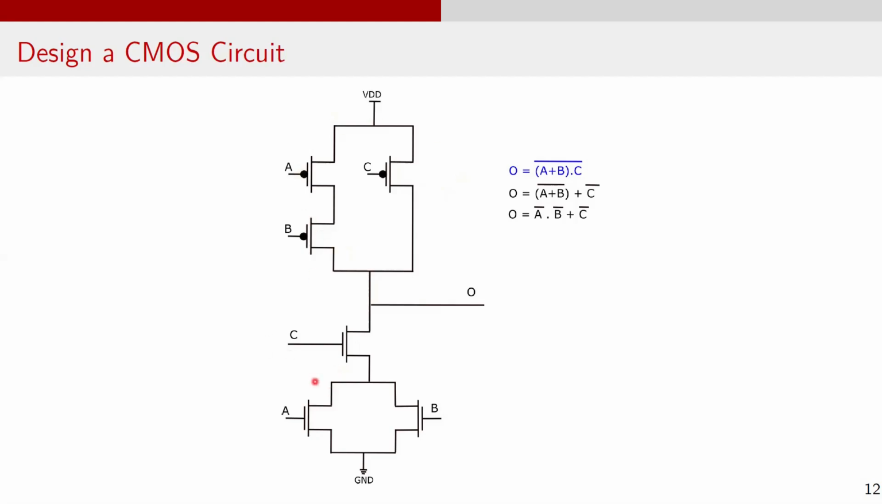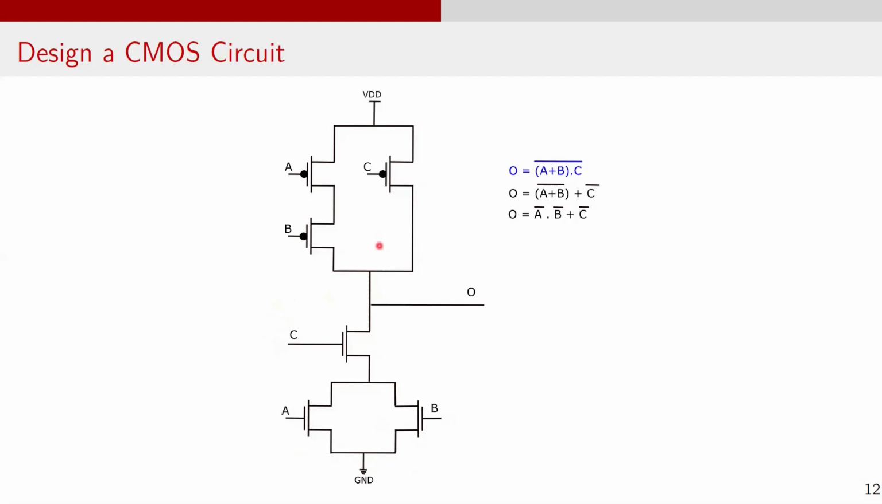The pull-down network is the complement of the pull-up network. The PMOS transistors connected in series in pull-up are replaced by parallel NMOS transistors. The PMOS transistor in parallel in the pull-up network is replaced with an NMOS transistor in series with the parallel NMOS transistors. And this is the pull-down network for the circuit.